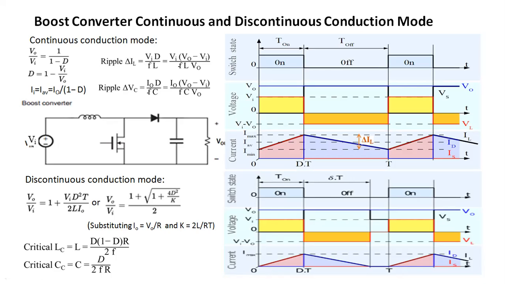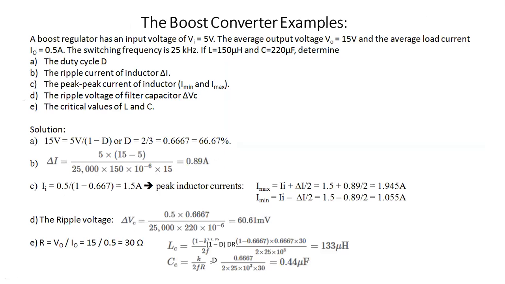You have the equations for the ripple inductor current and ripple capacitor voltage. You also have the values for the discontinuous mode: the value for the inductor, the critical capacitor, and the duty cycle. You can calculate the current ratio, or the voltage ratio, VO upon VI, as 1 plus VI D squared T upon 2LIO. Here we can see one example, so you will learn how to solve the numericals.